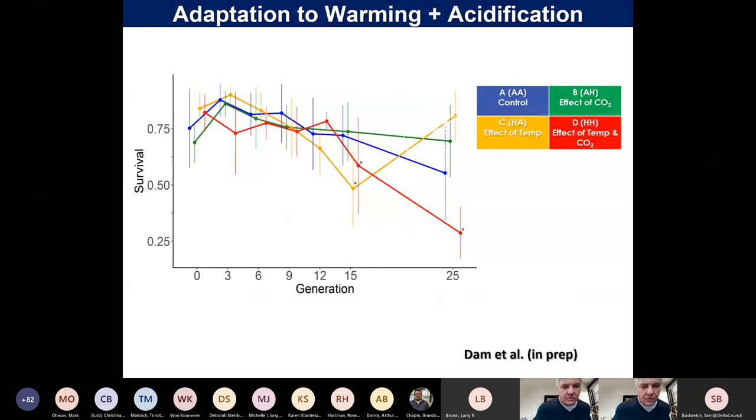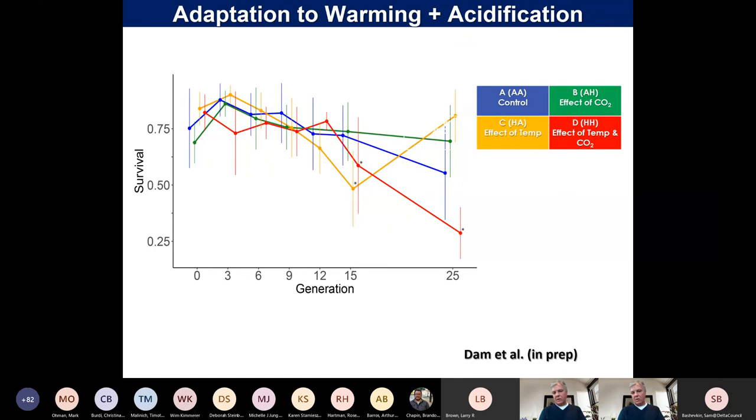Now, if you look at survivorship, that's a different story altogether. The survivorship is independent of treatment throughout the first 12 generations. By the way, these curves here are slightly offset for clarity. All these are in the same generation, but they look like they're not; it's just so that they don't overlap with each other and make the graph messy. For the first 12 generations, there is high survivorship in all of the treatments from N1 to adulthood. But for the greenhouse treatment, we see a decrease in survivorship after the 12th generation.